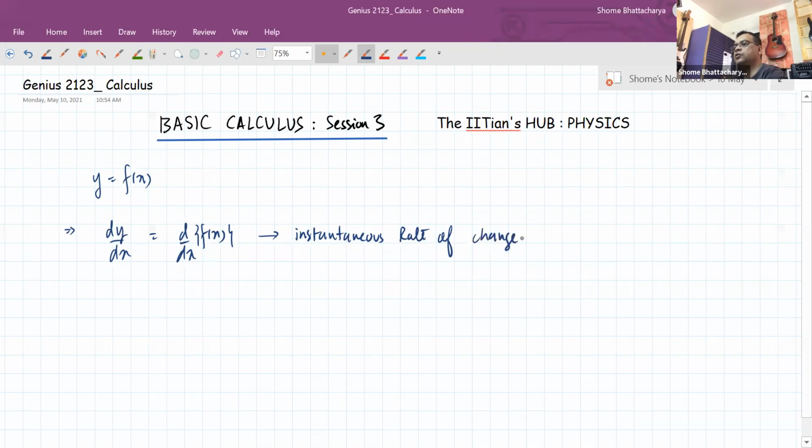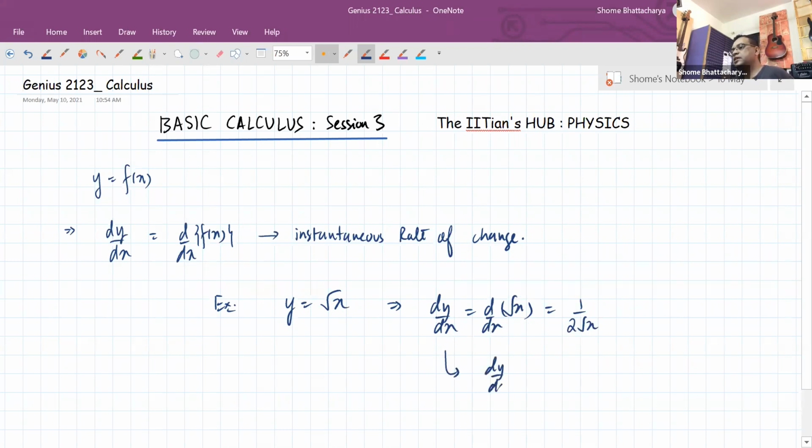For example, we know that if y is equal to, let's say, square root of x, the process of differentiation applied here to the function root x gives us 1 by 2 root x. So you can see this thing is itself a function. So dy by dx, the derivative itself, comes in the form of a new function, where if we substitute the value of x as something specific, then that gives us the slope of the tangent at that particular point.